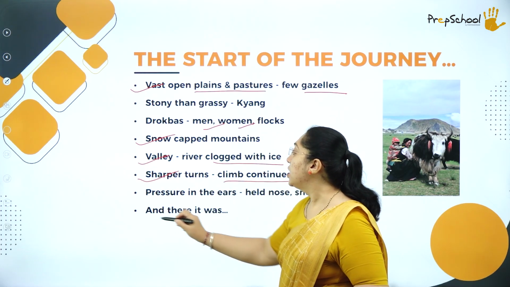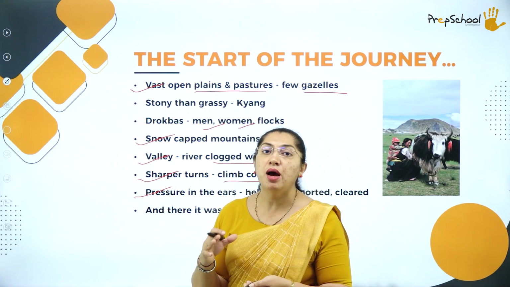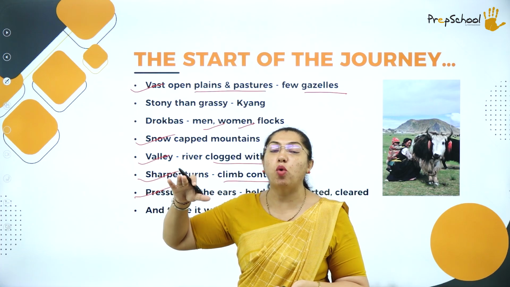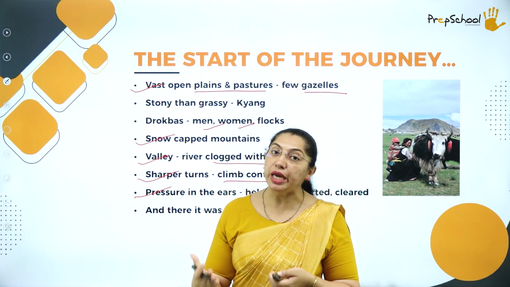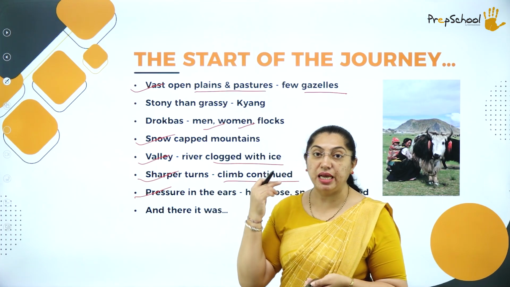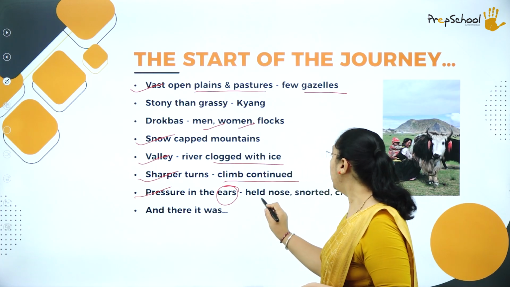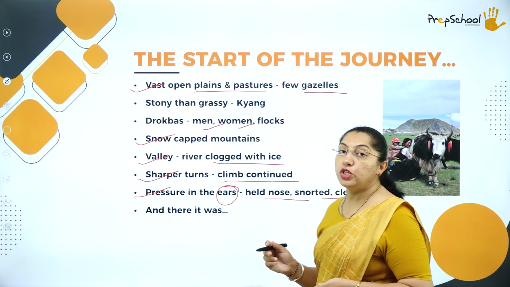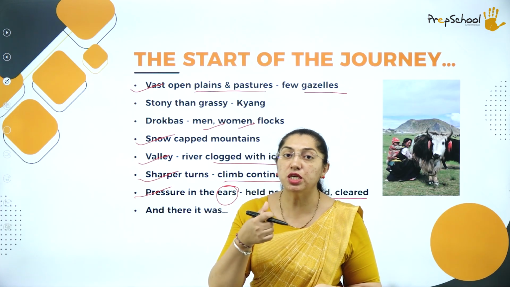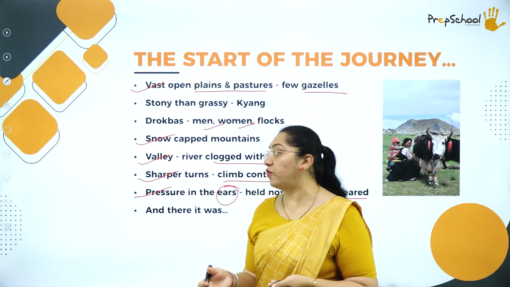Pressure in the ears. The altitude is the height above sea level. When they started to increase the height, what happens? The pressure also increases. When the pressure increased, the narrator, Nick, had some hurt in his ear. What happened to his ears? He had some problem with the ears, and what did he do? He just closed his nose and snorted out. When he snorted out, it was completely cleared for him.